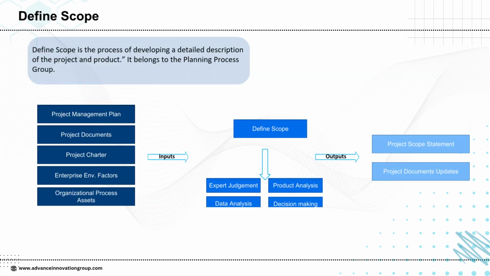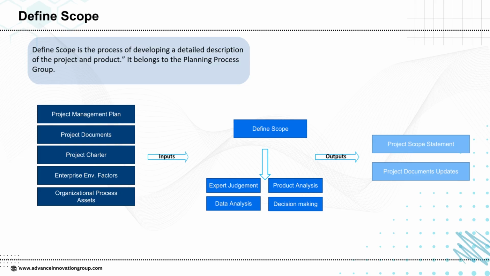Define Scope is the process of creating a detailed description of the project and the product. It belongs to the planning process group. In this step, we take inputs such as the project management plan, project documents, project charter, enterprise environmental factors, and organizational process assets. Using tools like expert judgment, product analysis, data analysis, and decision-making, we define the exact boundaries of the project. The main outputs of this process are the project scope statement and updates to project documents.